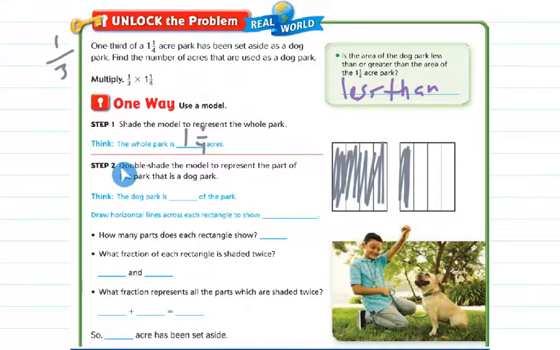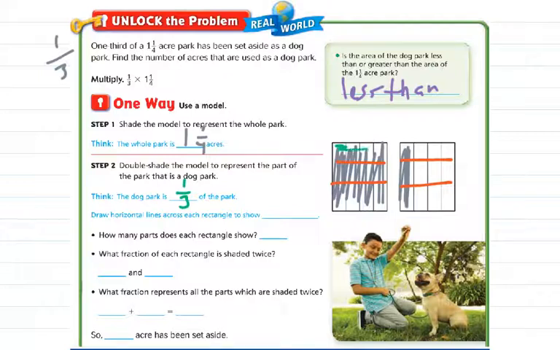Step 2, double shade the model to represent the part of the park that is a dog park. So now we know the dog park is broken up into thirds. So I'm going to use this red to cut up our wholes into thirds. So that's 1/3, 2/3, and then 3/3. So now we are going to double shade the area that is going to be represented by the dog park. So that double shaded, the dog park is 1 1/3.